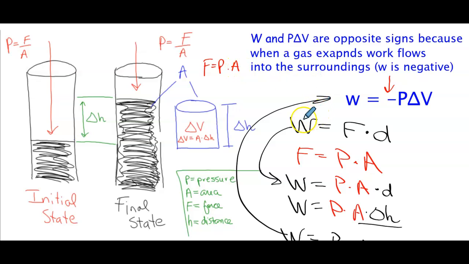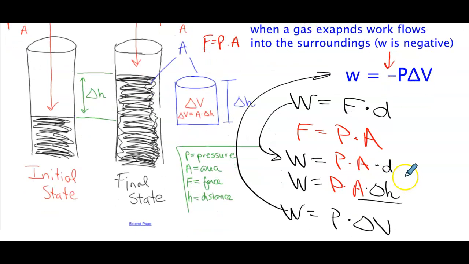Okay, so we know from previous information that work is force times distance. So I'm going to substitute in for F what we know force to be in this example. So where we see force, I'm going to substitute in pressure times area. So now we have a formula that is work equals pressure times area times distance. And we know the distance that the piston changed was a change in height. Okay, so we know then work equals pressure times area times change in height.